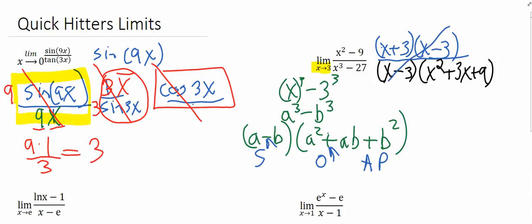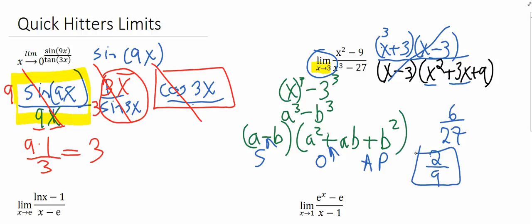And now try directly substituting in your 3, and you get 3 plus 3 on top, so you get 6 on top, and 3 squared is 9, plus 9 more is 18, plus another 9 is 27. So your limit is 6 over 27, divide that by 3, you get 2 ninths. So that's a neat little problem there.